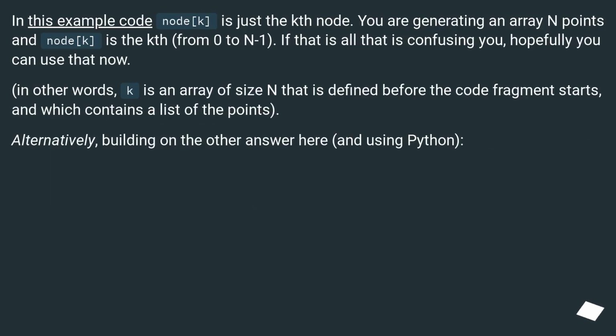In this example, node[k] is just the kth node. You are generating an array of endpoints and node[k] is the kth from 0 to n-1. If that is all that is confusing you, hopefully you can use that now. In other words, node is an array of size n that is defined before the code fragment starts, and which contains a list of the points. Alternatively, building on the other answer here, and using Python.